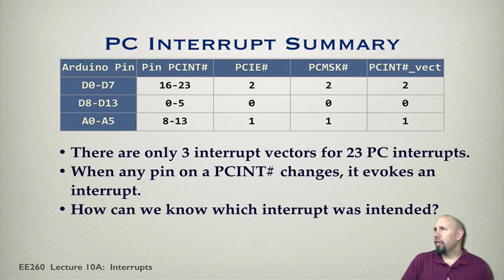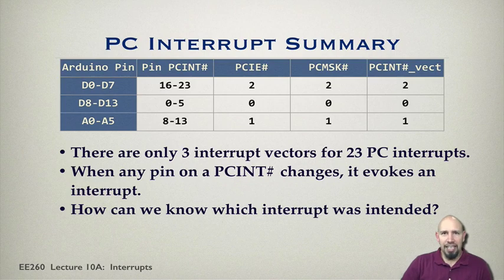Here we have in summary what's going on. We have the PCINT number, and notice 0 through 23 basically is in here, the PCIE number, the PC mask number, and then the PC number vect. There's a lot of stuff going on here. Let's try to look at the very basics of this. The bottom line is that there are only 3 interrupt vectors associated with the 23 PC interrupts.